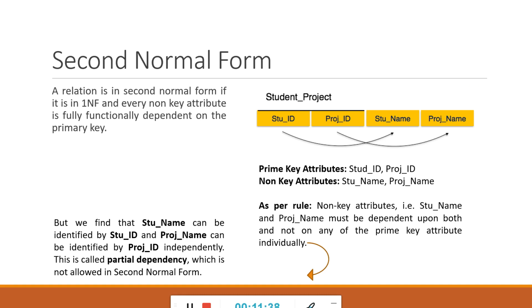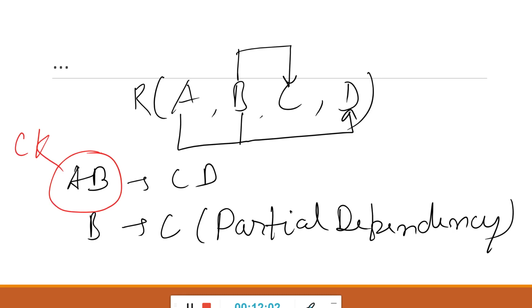Second normal form says that it should have the properties of first normal form, and also there should not be any partial dependency. Let us understand this. There is a relation with A, B, C, and D. Relation is a synonym of table. From AB, we are able to find D, and from B, we are able to find C. Initially, we were using AB to find CD.